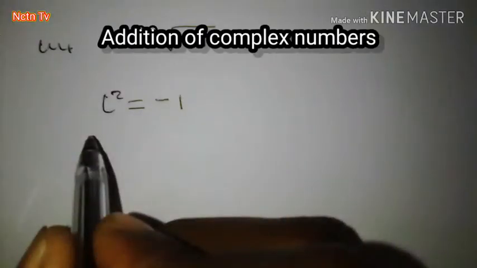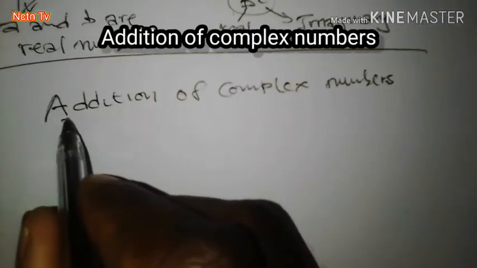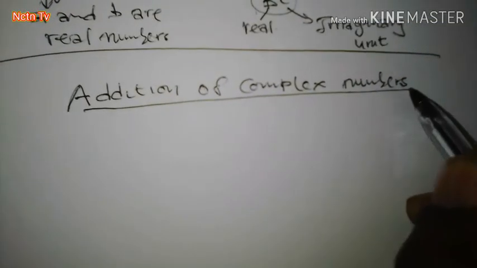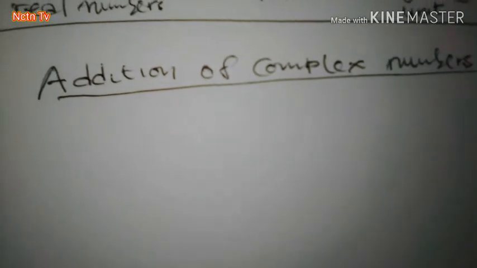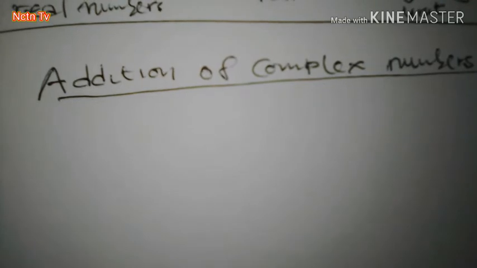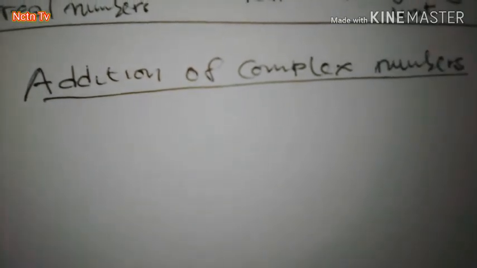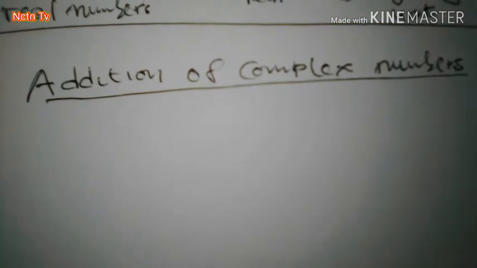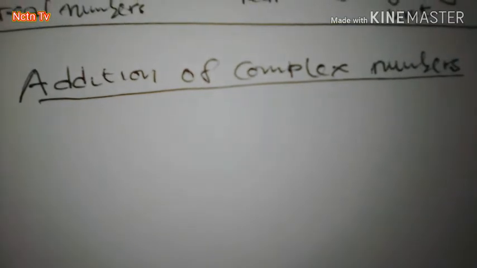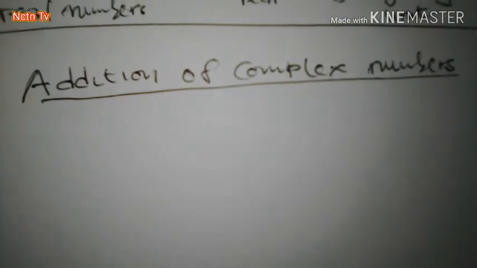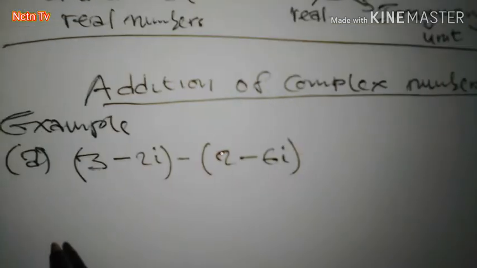Dealing with the addition of complex numbers. When adding complex numbers, we don't add real and imaginary parts. Why? Because they are non-like terms. So we need to recognize which one is the real part and which one is the imaginary part in order to add them. So let's put this into writing.